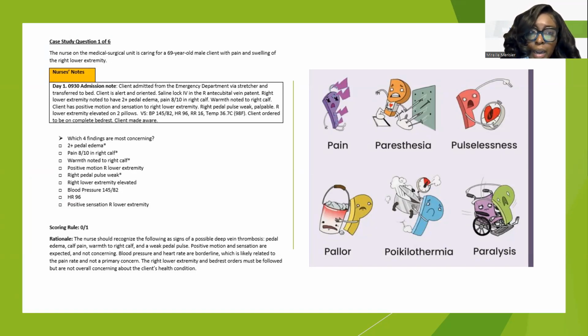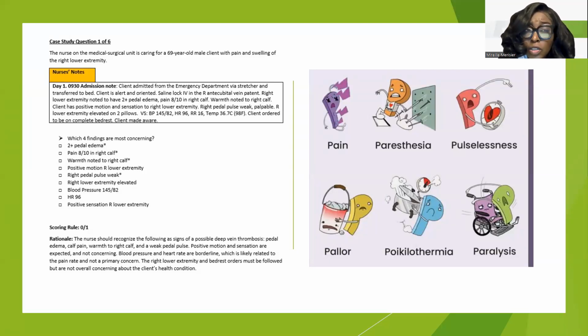So again, you should recognize the following as signs of a possible DVT. And remember, whenever you're assessing extremities, you're looking for pain, paresthesia, pulselessness, pallor, poikilothermia, meaning if it's cold, okay? If it's cool. And then of course any paralysis, numbness and tingling, okay? So the pedal edema, the calf pain, the warmth to the right calf, and a weak pedal pulse.